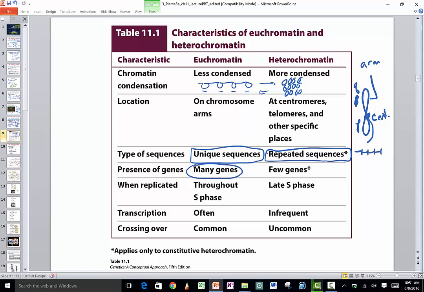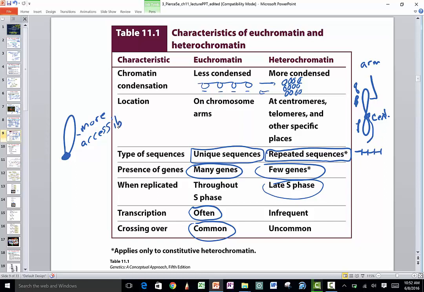Most genes are in euchromatin. There are a few genes in heterochromatin. And the heterochromatin replicates a little bit later. Most of the transcription occurs in euchromatin, and crossing over also happens in euchromatin. And the idea for that is that because this is all condensed in the heterochromatin, the euchromatin is more accessible to things. And that's a big theme.